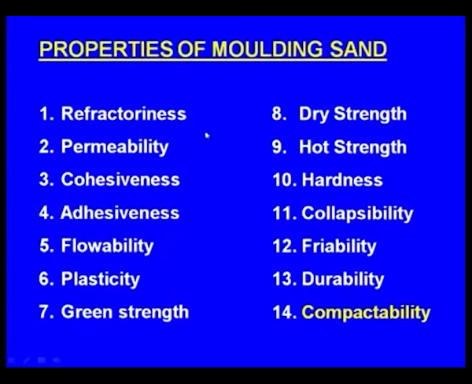Friends, in this lecture we have seen that a good molding sand should possess certain important properties. These properties are refractoriness, permeability, cohesiveness, adhesiveness, flowability, plasticity, green strength, dry strength, hot strength, hardness, collapsibility, friability, durability and compactability. We have learnt what these properties are, what happens if the molding sand does not possess these good properties, what factors influence these properties, and how to improve them.